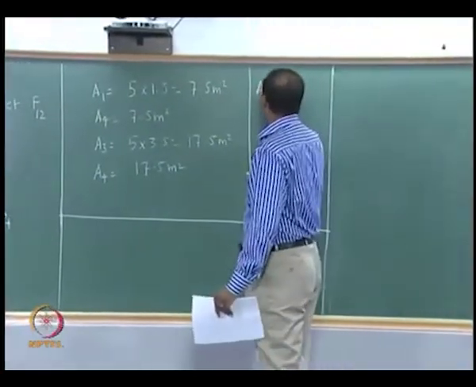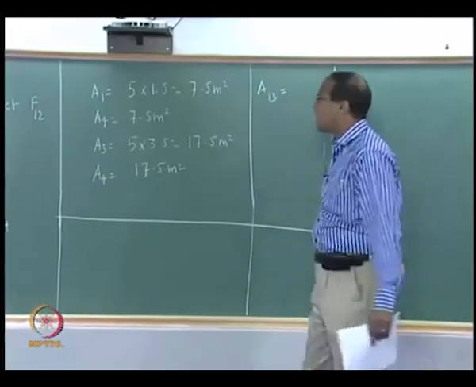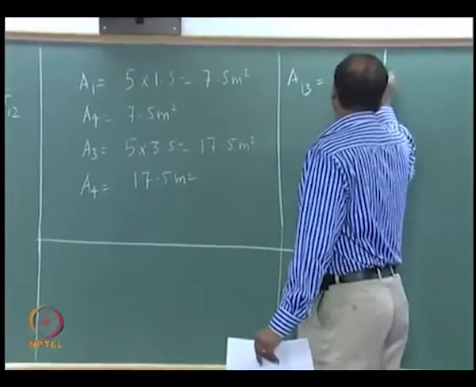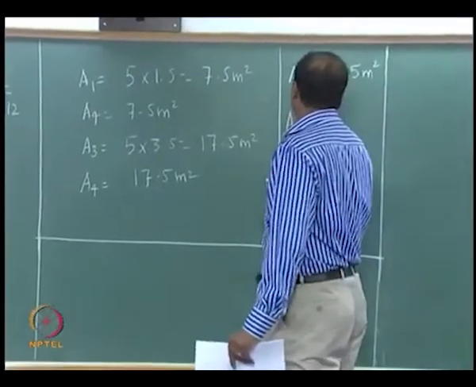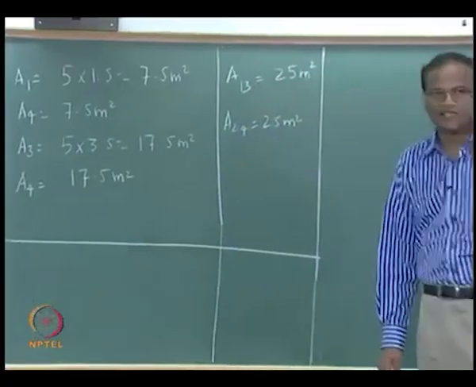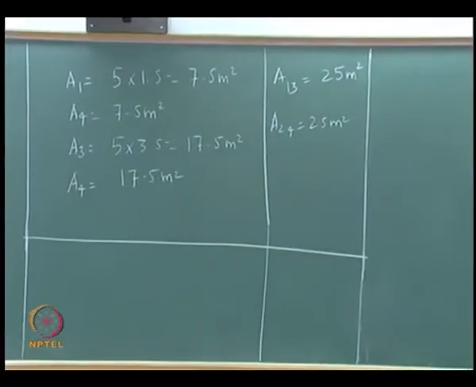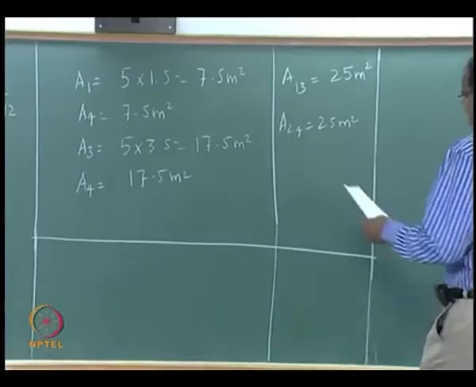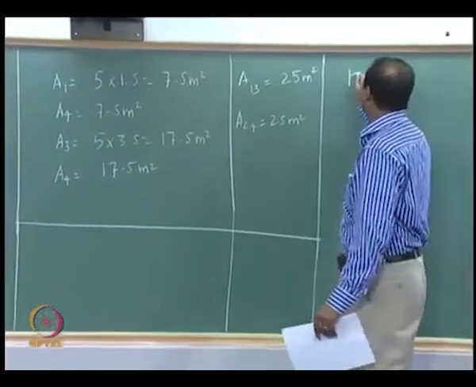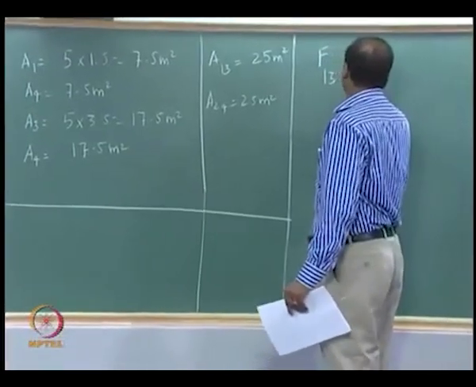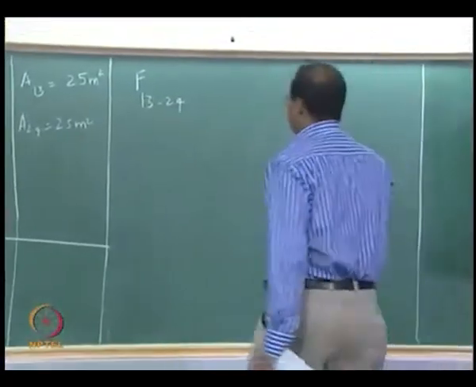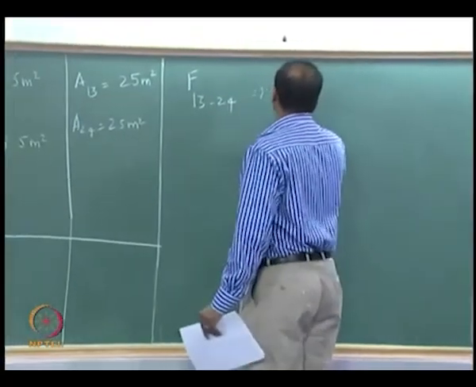A13 equals 25 meter square, very good. A24, okay, fine. So, we listed the 6 areas. So, the easiest view factor to get is F13 to 24, okay. We can get it from the chart.